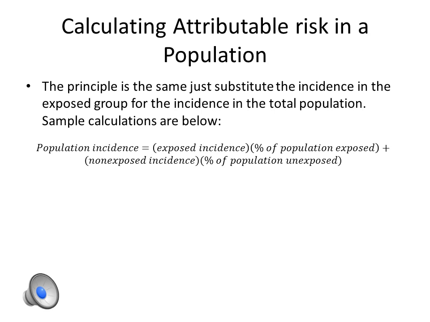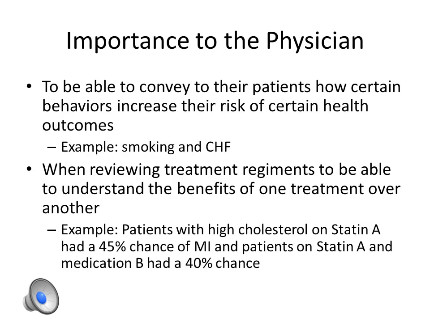The principle is just the same, but you need to substitute the incidence in the exposed group for the incidence in the total population. Sample calculations are shown on the slide. Population incidence is the exposed incidence times the percent of the population exposed plus the non-exposed incidence times the percent of the population unexposed. Population risk due to exposure is the population incidence. The importance of this to the physician is to be able to convey to their patients how certain behaviors increase their risk of certain health outcomes.